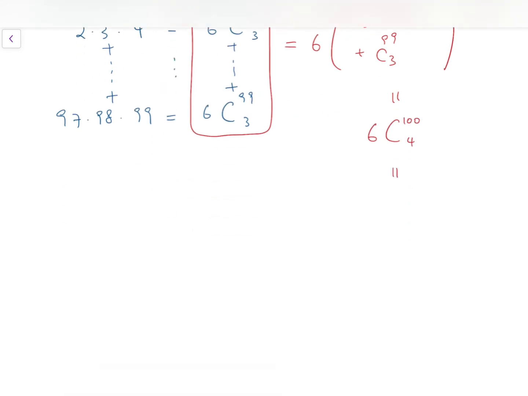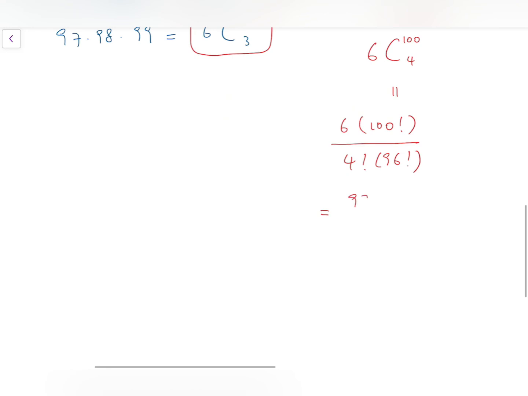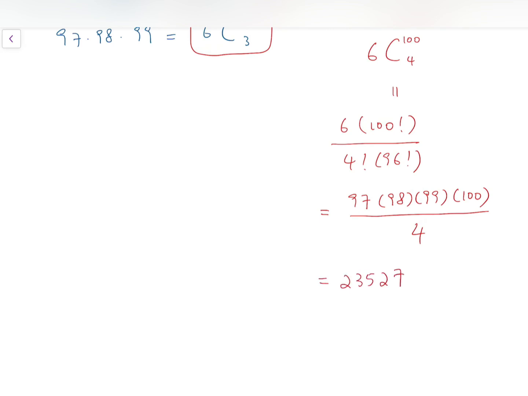Now to evaluate this, we have 6 times 100 factorial over 4 factorial times 96 factorial. And that's 97 times 98 times 99 times 100 times 6 over 4 factorial, and that's actually times 6 over 24. So this product divided by 4. And this is also equal to 2352735. And so this is the second approach to evaluate the required series.